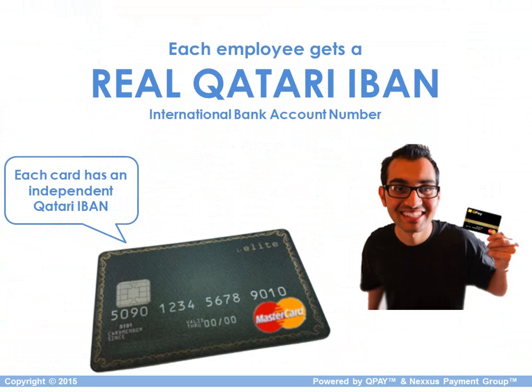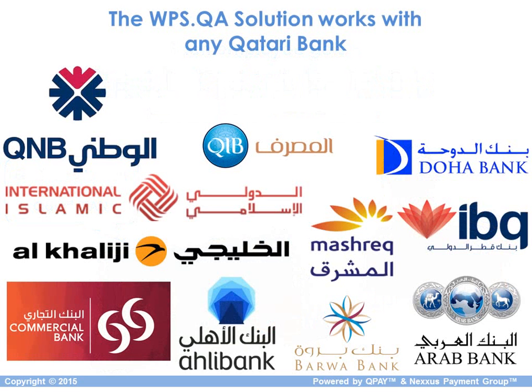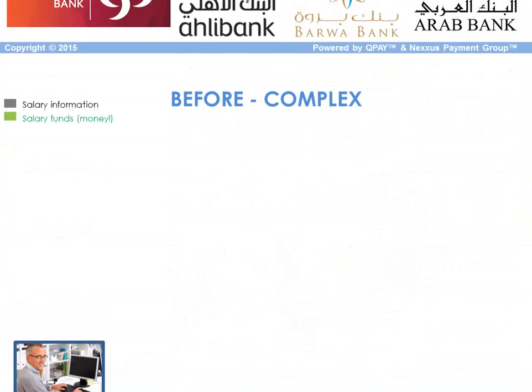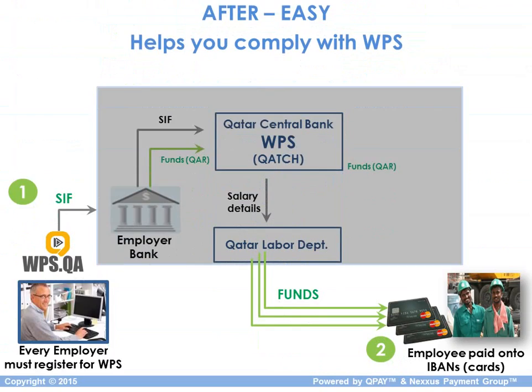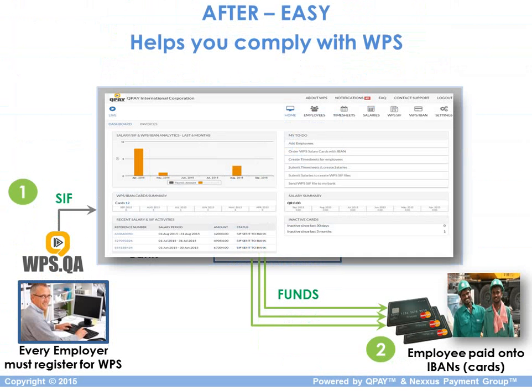Furthermore, each employee gets a real IBAN, a real bank account. With that bank account, they get a MasterCard card, which they can take to any ATM or pay with it at any point of sale and be able to meet all the financial inclusion laws by the Qatar Central Bank. The solution works with any bank, and it takes what was a very complex process and makes it a very simple, easy process. All you have to do now is log in to WPS.qa, push a button, generate your SIF, and automatically all your employees get paid.